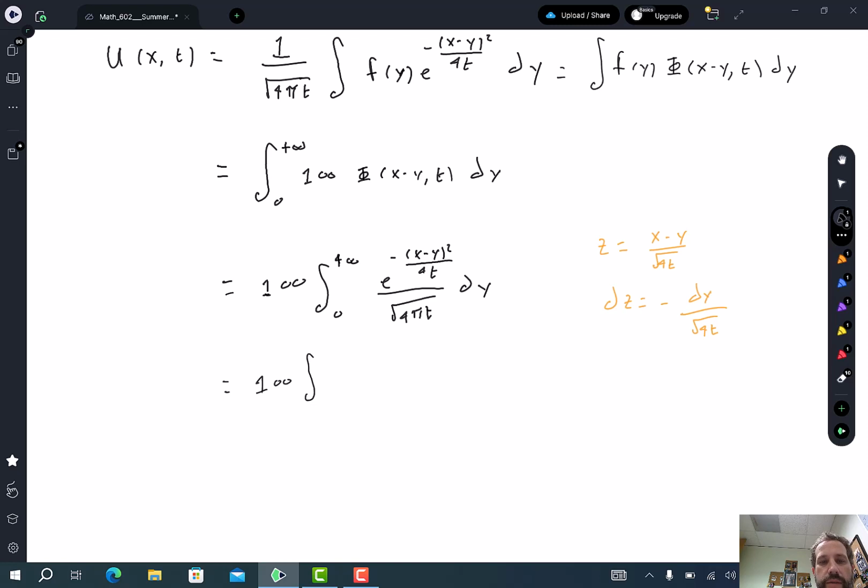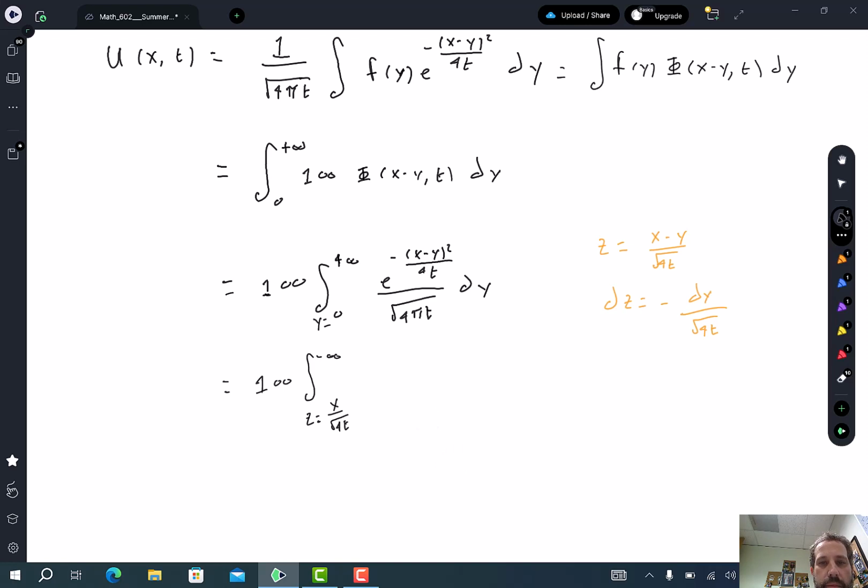Okay, how are the limits in the integral going to be replaced? Well, z is equal to x minus y over the square root of 4t. Okay, so down here below, y is equal to 0. So these are my y limits. So that means my lower z limit is going to be x over the square root of 4t, and my upper limit is going to be x minus infinity. So it's going to be minus infinity here.